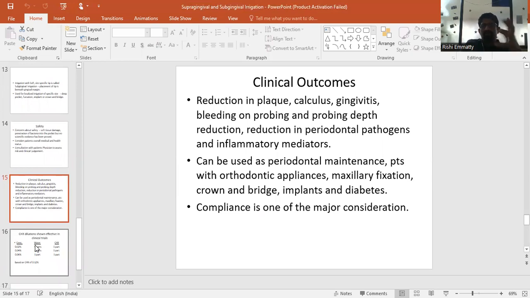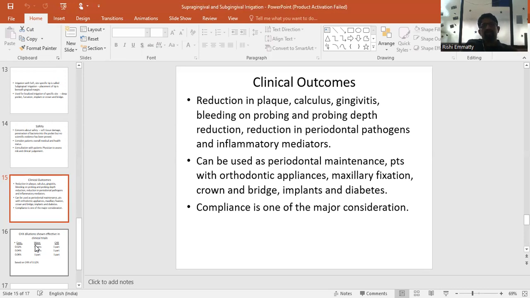And the clinical outcomes of this professionally delivered or home irrigation: there is an obvious reduction in plaque, calculus and gingivitis, bleeding and probing depth reduction, and reduction in periodontal pathogens and inflammatory mediators. There is a good result because with subgingival and supragingival irrigation there is reduction in plaque, calculus, gingivitis, bleeding, probing pocket depth, periodontal pathogens and inflammatory mediators. So altogether you get a good result.